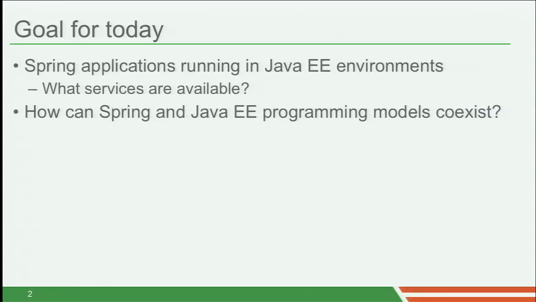And it's basically what we're going to focus on today, essentially, is a very simple thing. You have a Spring application that runs in a Java EE environment. And we're going to try to see what services are available, what options you have. We're going to try to see what the trade-offs are. We're going to see how you can actually try to optimize the way the application works, right?